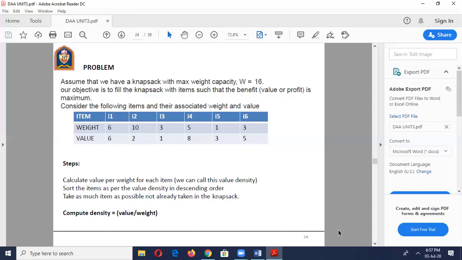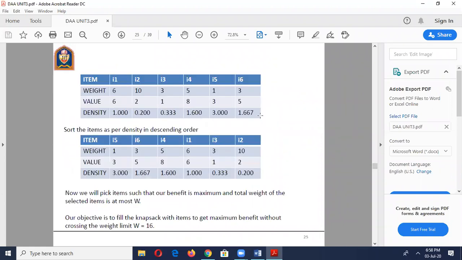So here are the steps they gave. First, to compute the density, we have to note down this important formula: value divided by weight. Next slide, sir. So here first we have to arrange them in decreasing order. As per decreasing order, first we have to find the density.